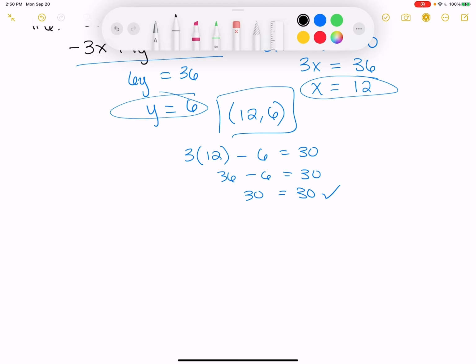All right, let's do number 10. So x minus y equals negative 4, and x plus 3y is equal to 4.